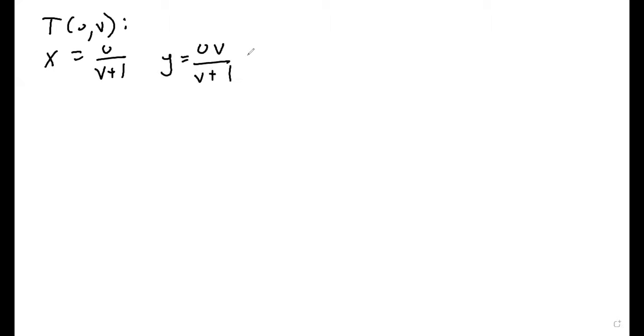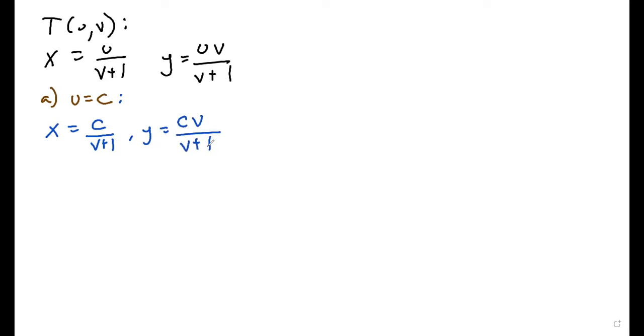So the first part here is that we are asked to think about what happens if we set u to be a constant. So that would be a vertical line in the UV plane, u is equal to a constant. What does that get mapped to in the XY plane? Okay, so what we would do here is just replace u with constants up here. So x is equal to c, our constant, over v plus 1, and y is equal to cv over v plus 1.